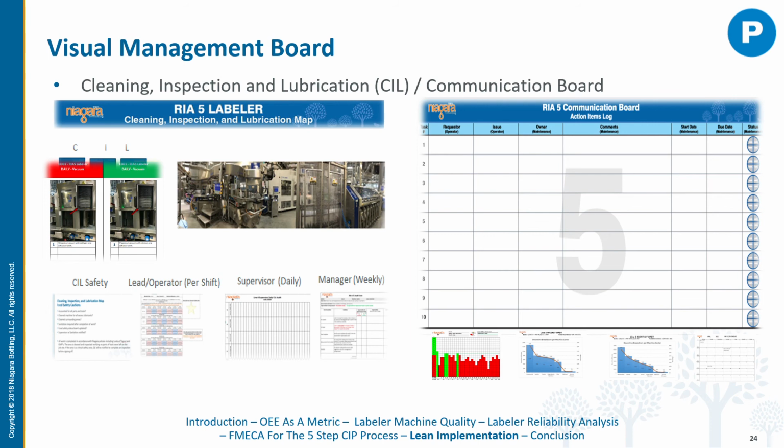A CIL board is a simple and flexible audit system that can be set up in a matter of minutes. It is used to visually audit autonomous maintenance tasks, increasing operator knowledge on equipment and emerging issues before they become failures. The purpose is to clean to inspect, inspect to detect, detect to correct, and correct to perfect.